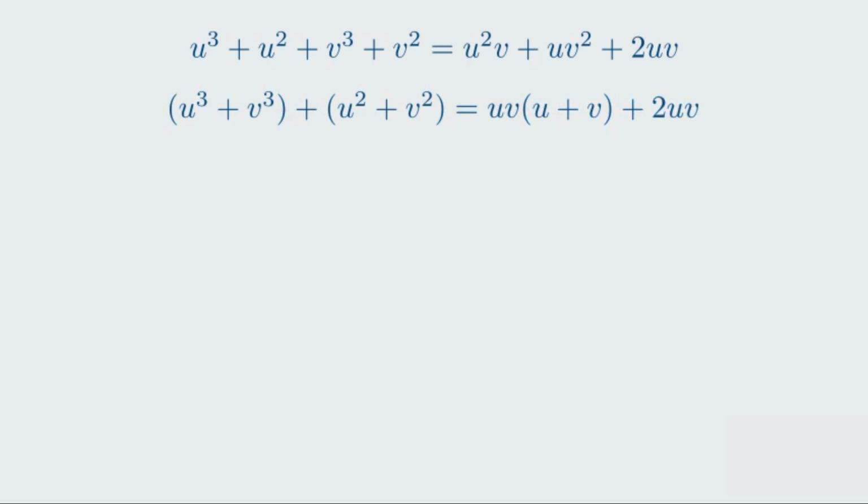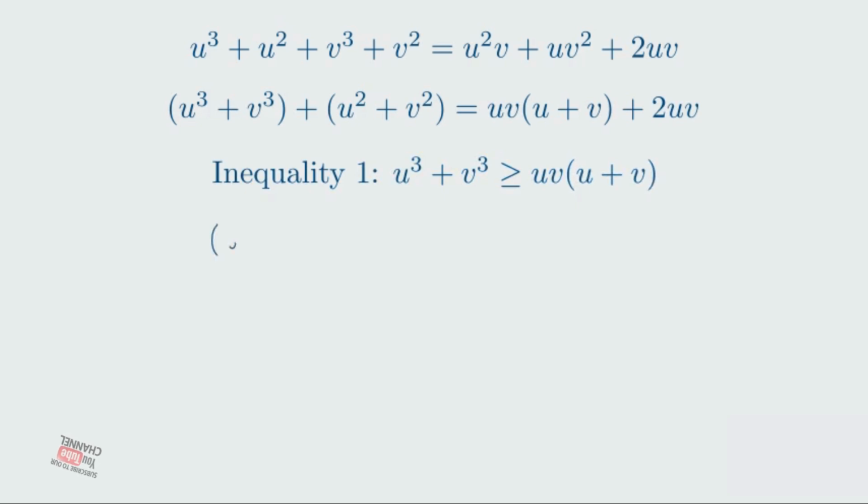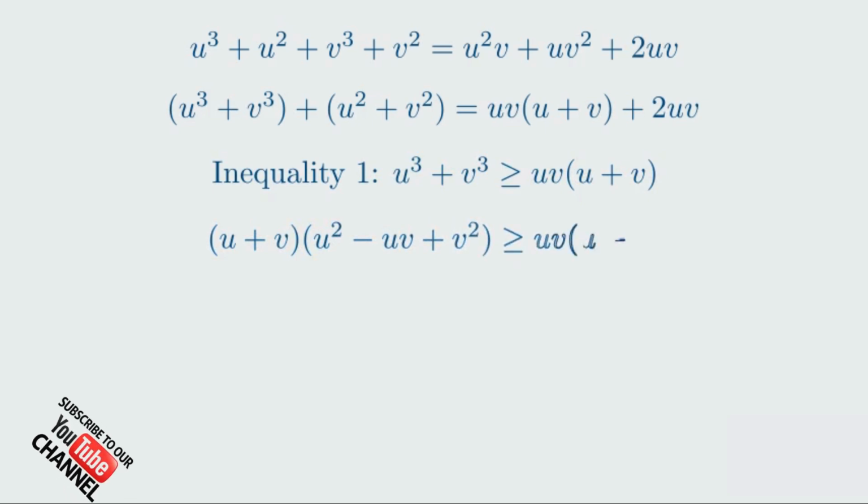Let's tackle the first inequality. u cubed plus v cubed must be greater than or equal to uv times (u plus v). Let's prove it is true for any positive u and v. Using the sum of cubes formula on the left side, we get (u plus v) times (u squared minus uv plus v squared). So the inequality becomes (u plus v)(u squared minus uv plus v squared) is greater than or equal to uv(u plus v). Since u and v are both positive, u plus v must be positive. This means we can divide both sides by u plus v without changing the direction of the inequality.